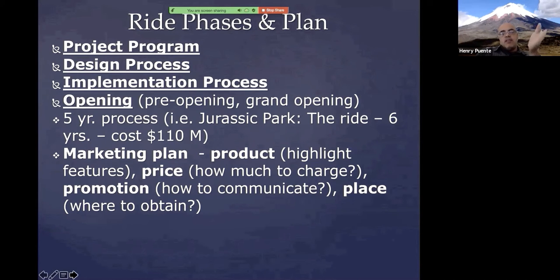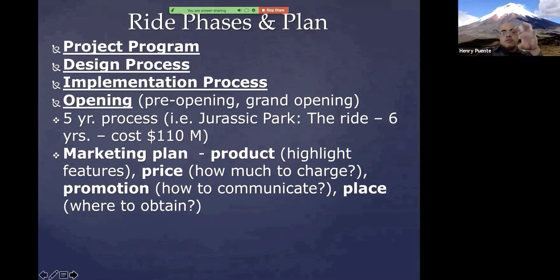So I gave you the example of Jurassic Park, the ride over at Universal Studios, as an example. In this particular case, it took 6 years and over $110 million to build. Nowadays, the cost of building a ride is enormous. If you think about Galaxy's Edge, for instance, over at Disneyland, it cost $1 billion. So just incredible.